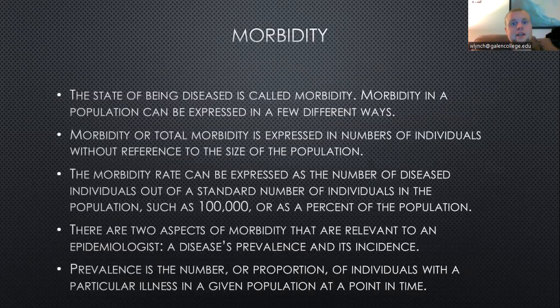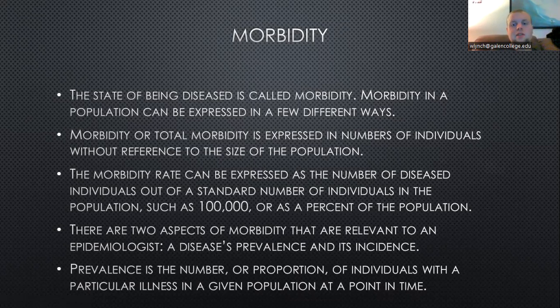Talk about morbidity and mortality together in terms of disease outcomes. Morbidity is going to be the state of being diseased. Okay, so if we say that there's a morbidity of 82%, that means that 82% of a population has a disease or has a positive diagnosis for a disease, right? Morbidity, or the total morbidity, is expressed in number of individuals. Morbidity rate is going to be expressed as a number of diseased individuals out of a standard number. Usually the standard number is around 100,000. This is going to be indicative of the population as a whole or a larger population.